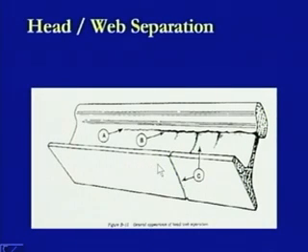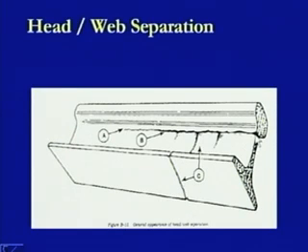This is another condition where the head and the web are getting separated. This is the head, this is the web section. What we found is that it is getting separated at this location. At the same time, there are some cracks which are propagating to the foot also, and this is how it is cracking the whole of the section.